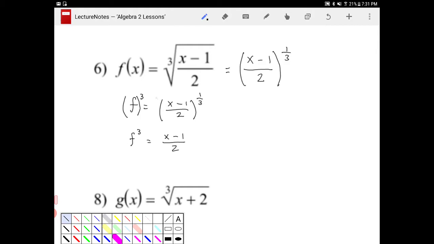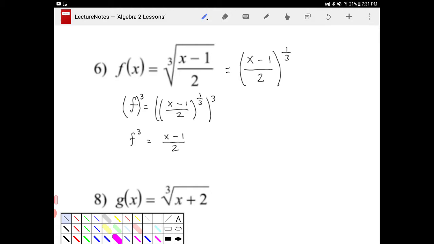Again, what I did here is I cubed both sides. Imagine this: if I have x minus 1 over 2 to the 1/3 multiplied by itself 3 times, in the exponent I'm going to have 1/3, 1/3, and 1/3. Because I have the same base, I add the exponents. The exponent of the overall expression becomes 1.